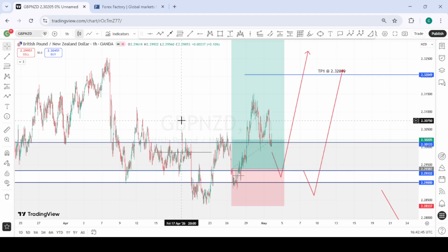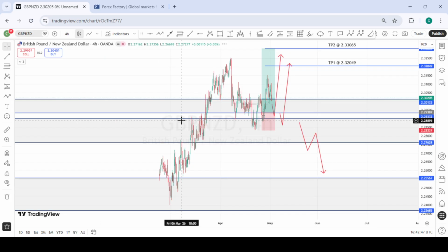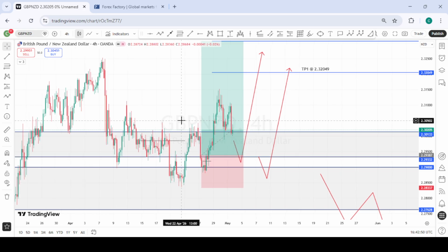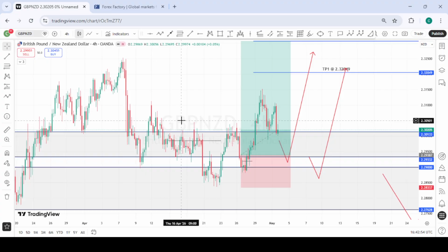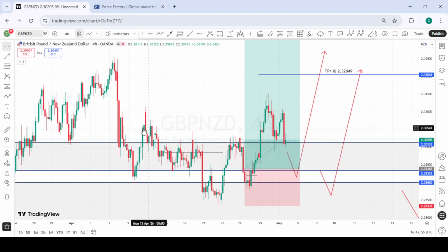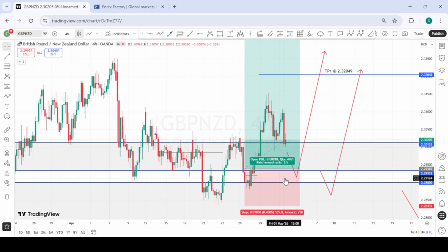So this is GBPNZD. Last week we look at the previous setup or position we were holding on to before we took this buy. So we're actually holding a sell position from somewhere here, and then looking at the price action, it wasn't very healthy for the bearish side, so we had to cut that trade and then take this buy position. So we took this buy from here all the way up.